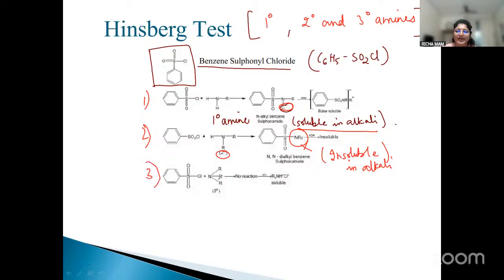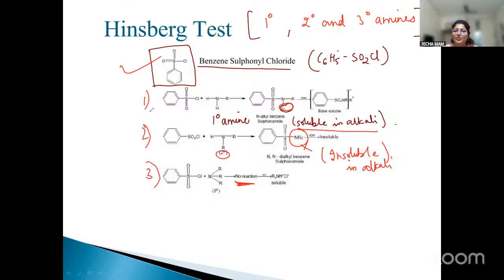Then tertiary amine. Take benzene sulfonyl chloride again and react with tertiary amine. They do not give any reaction. So there is no reaction. Tertiary amines do not give any reaction. Primary, secondary, and tertiary amines react differently with benzene sulfonyl chloride, so it is used as a distinguishing test.